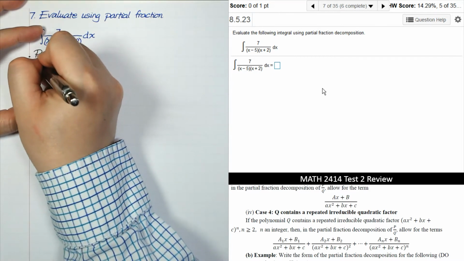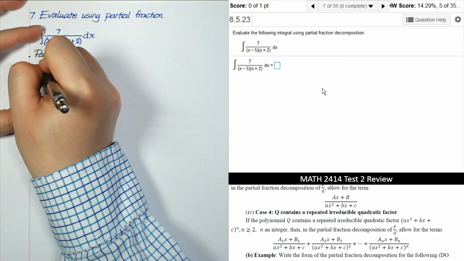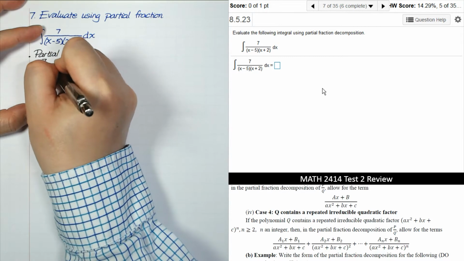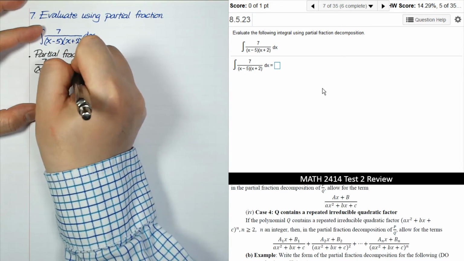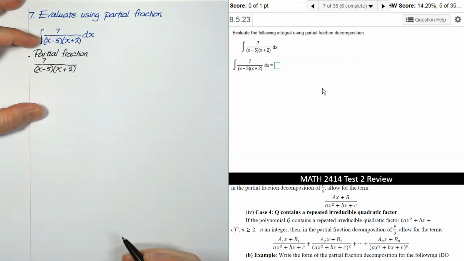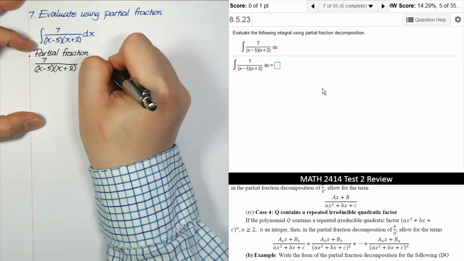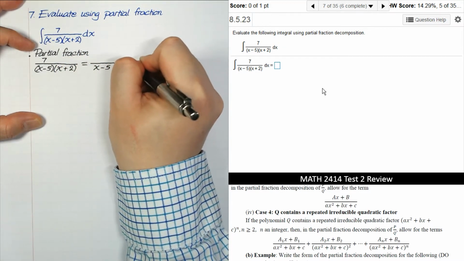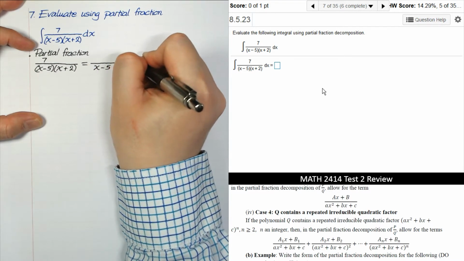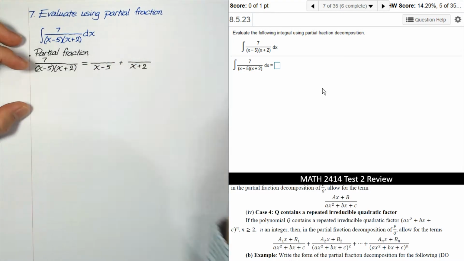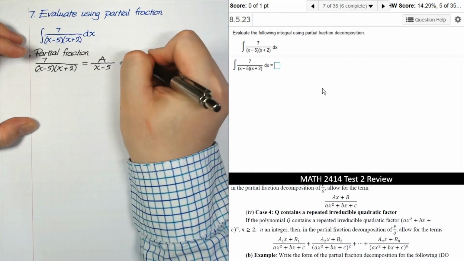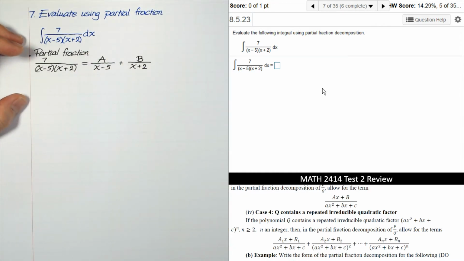And we have 7 over x minus 5, x plus 2. Just have 2 linear factors, so we have x minus 5 at the bottom and x plus 2. On the top we don't know what it is, just A and B.